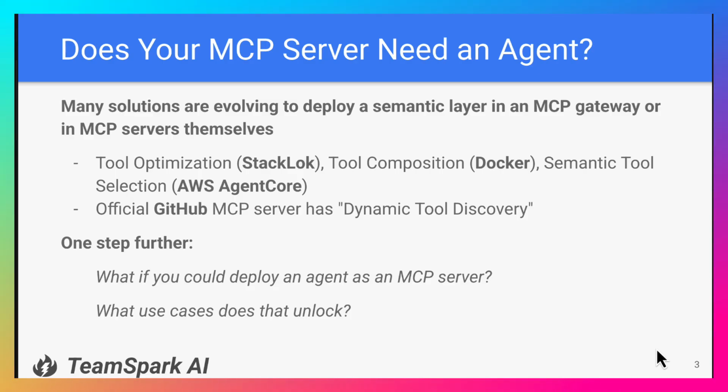We've seen semantic tool selection from AWS Agent Core, where they're able to take giant collections of thousands of tools and use a semantic search to return the proper tools to clients without giving them access to all the tools. And even the GitHub MCP server, on a smaller scale, is an MCP server that's known for having a lot of tools. Like I think it has around 100 tools.